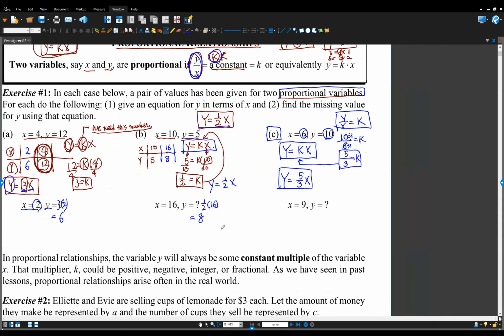All right, number C, the equation is 5 over 3 times x. When x is 9, what is the value of y? Put this number x over here, right? So what is y? Y equals 5 over 3 times 9, isn't it? Are you guys okay? Right. So 5 times 9 is 45 over 3. 45 divided by 3 equals 15, right? So when x is 9, y equals 15. That's the way you can find the answer.